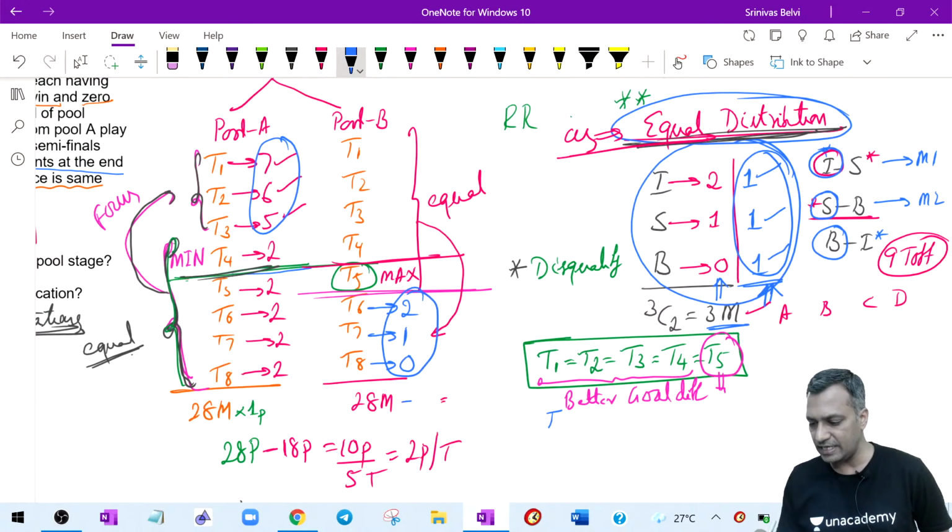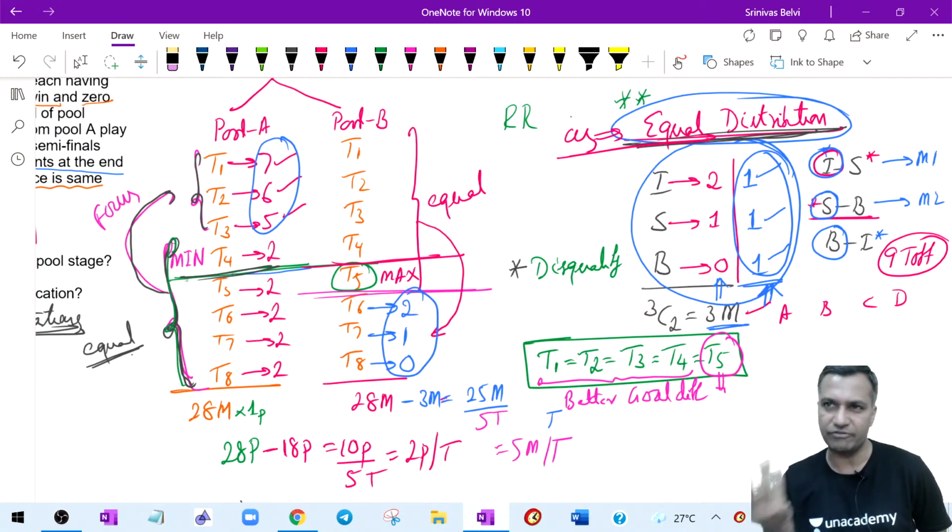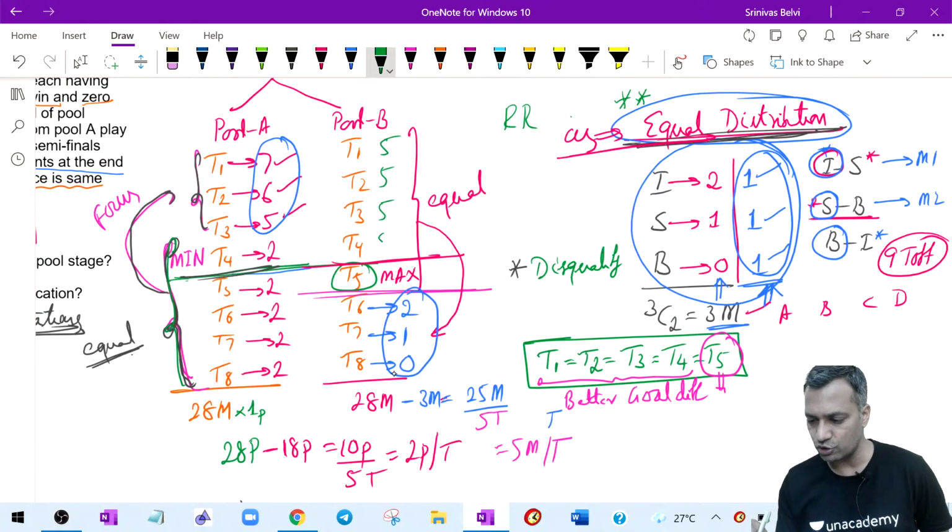Fair enough. Out of 28 matches, 3 matches are gone. Therefore, how many are left now? 25. These 25 matches have to be equally distributed among the top 5 teams. There are 5 teams on the top. It would become 5 matches per team, or 5 points per team, because the number of points per match is 1 here. If it is 2, you would have doubled it. So simply it is going to be 5.